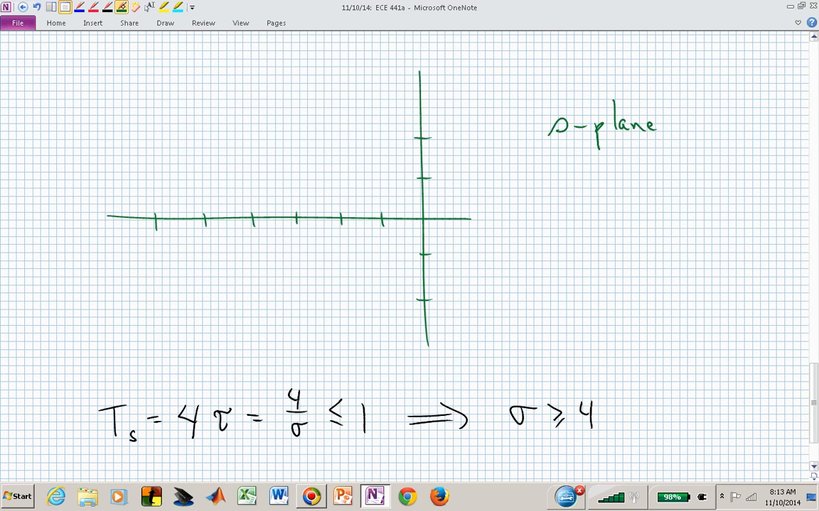And if we now translate that, we need to be to the left of that vertical line at minus 4 with our closed loop poles, our dominant poles in our closed loop system. What about the percent overshoot spec?